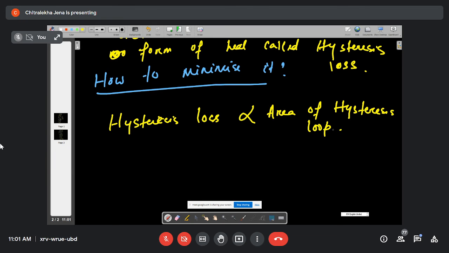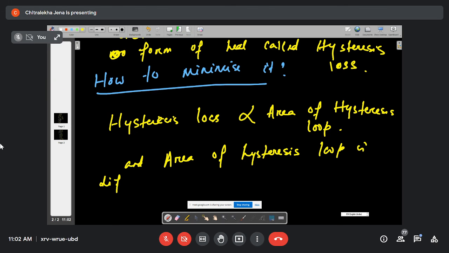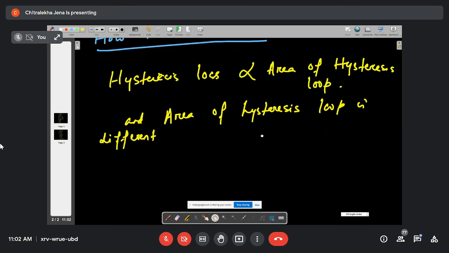नहीं, hysteresis loss is directly proportional to the area of hysteresis loop, and area of hysteresis loop is different for different magnetic material. लो हिस्टेरिस कोफिशिएंट वाला प्रोडक्ट यूज करके. हाँ बस, it depends upon the material, which material you are using. Area of hysteresis loop is different. Yes ma'am, low quality material यूज कर सकते हैं. हाँ, different magnetic material.